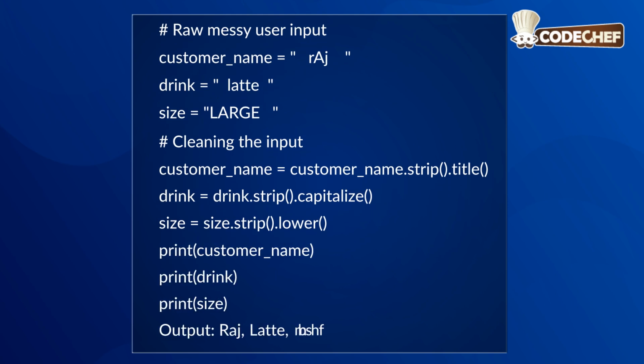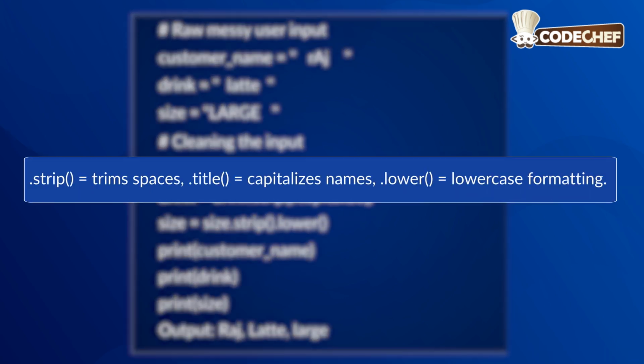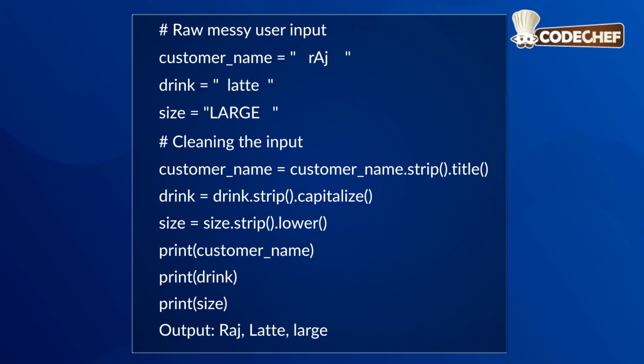Finally, we print the cleaned values: Raj, Latte, and large. Here, .strip trims spaces, .title capitalizes names, .capitalize formats drinks, and .lower makes size lowercase. Now our data is clean and consistent.